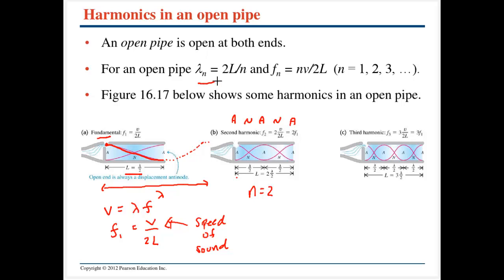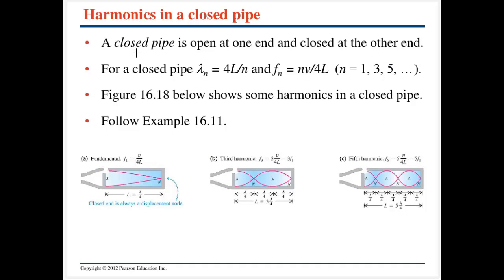and in general we can express the wavelength and/or the frequency in terms of the length of the pipe and which harmonic we're talking about. Fundamental, second, third, and so on and so forth. Third harmonic, same thing. All we really have to meet is having displacement antinodes there, so there's going to be 4 antinodes and 3 displacement nodes.